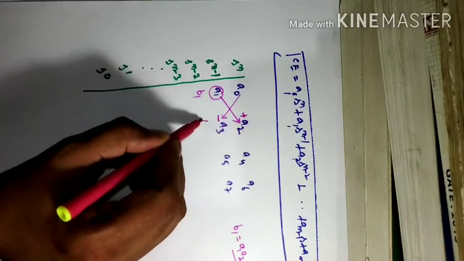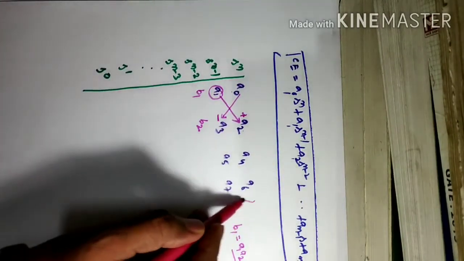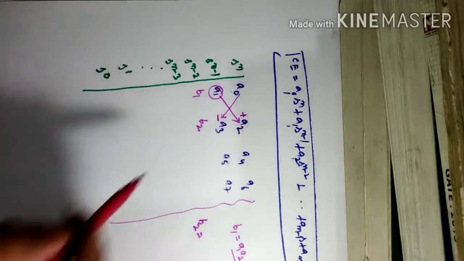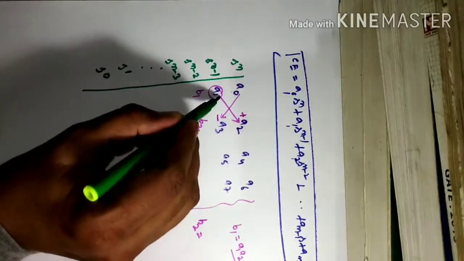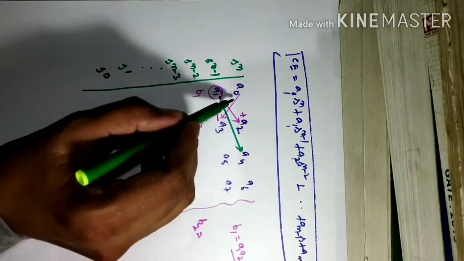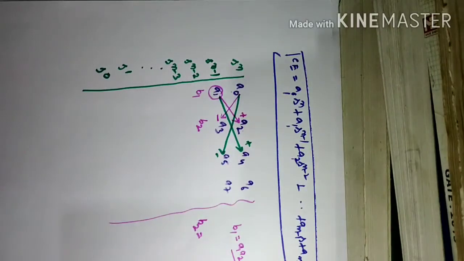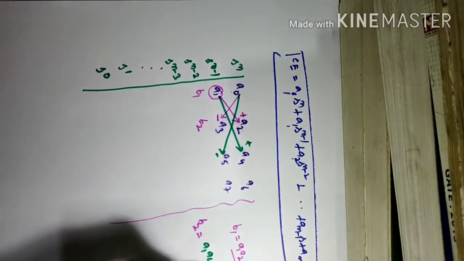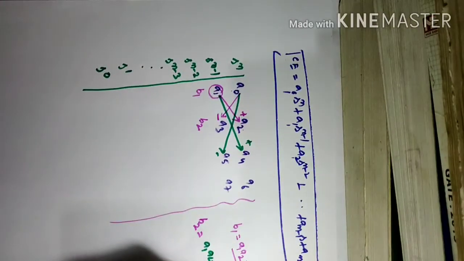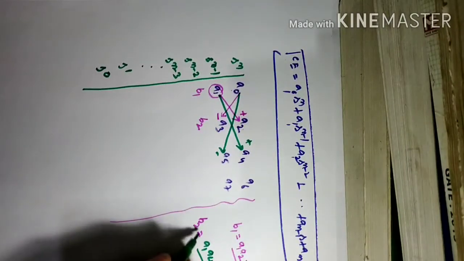To get B2, what do I do? You have to multiply this term and this term. This is a plus, this is a minus. So B2 is equal to A1 into A4 minus A0 into A5, divided by A1, so you will get B2.